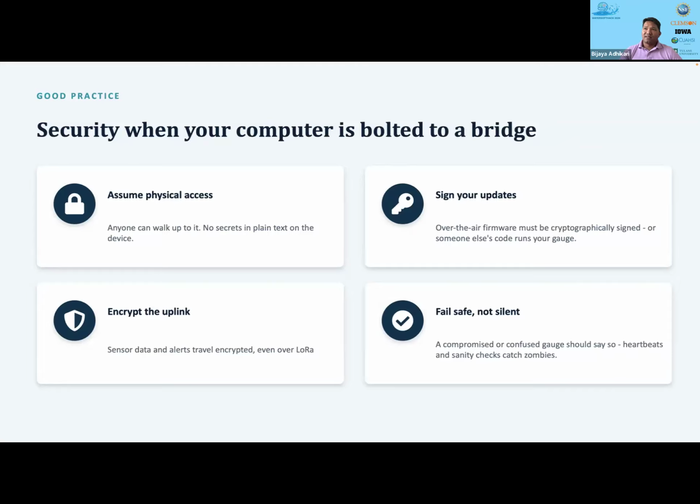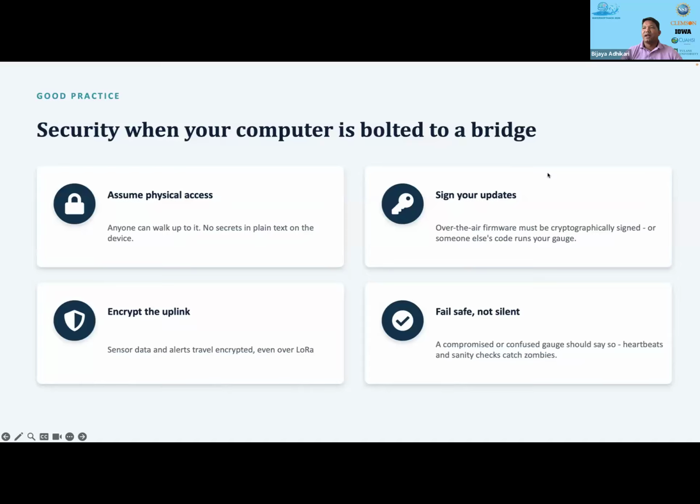Okay, so what are some good practices? We should assume that edge devices are physically accessible. Anyone, even the person you do not want to access the device, can physically access it, because the device lives on a remote site, and your team may not physically be there, or it's very hard to physically protect the device. So we have to assume anyone can walk up to it.